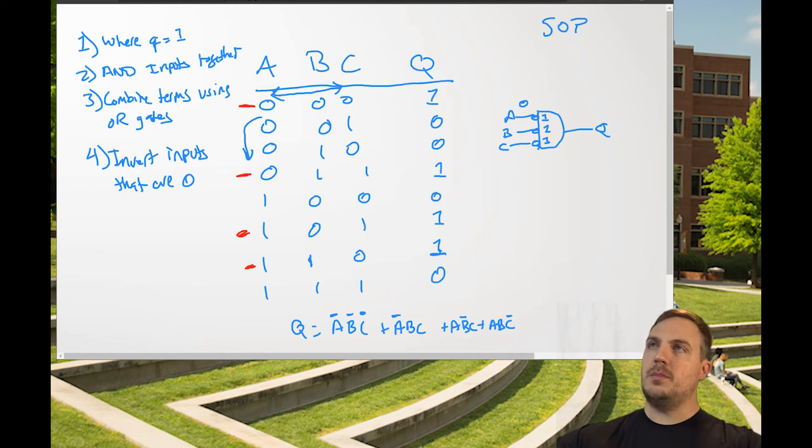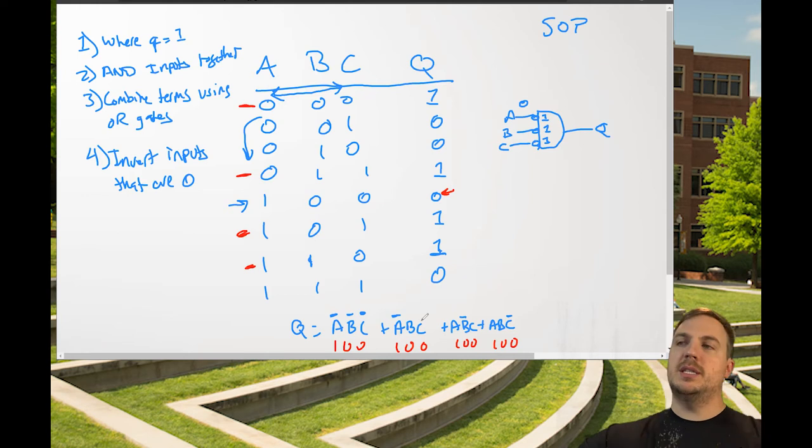So let's say we had the input 100, this one right here. So let me change colors here. So let's say we had 100. So we're going to plug in 100 everywhere. Okay, when we're done, we should get the output of 0. So let's see what happens.